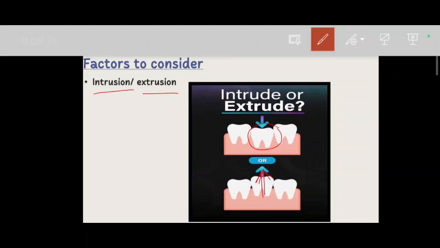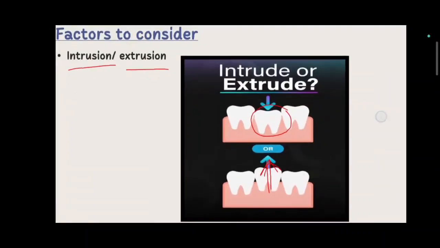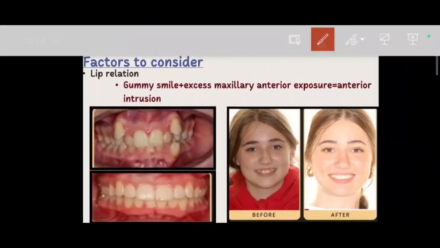Okay. So which teeth are commonly intruded in deep bite? That is an incisor. And which teeth are commonly extruded? That is a molar. Okay. Now another factor to consider is lip relation. So if the patient has a gummy smile and excessive maxillary incisor exposure, then the treatment should be anterior intrusion, because too much upper incisor is visible.